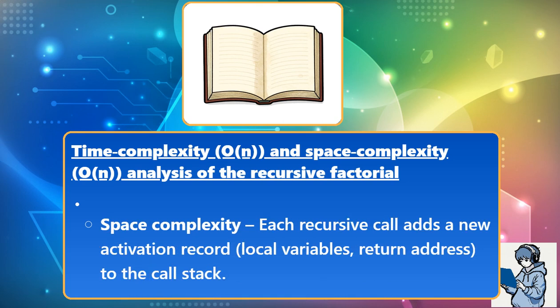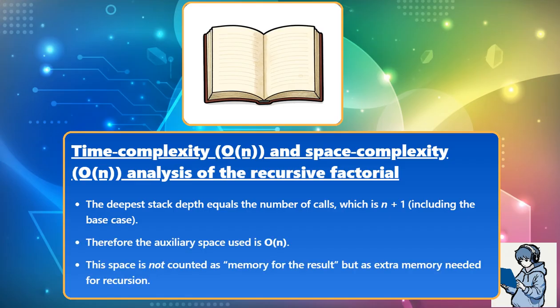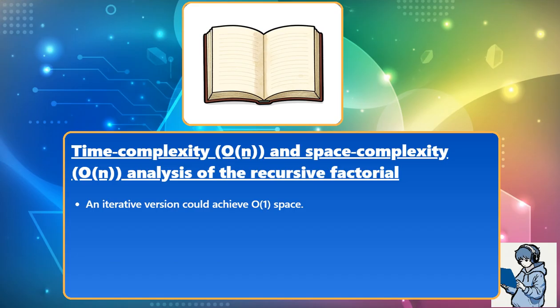Space complexity: each recursive call adds a new activation record (local variables, return address) to the call stack. The deepest stack depth equals the number of calls, which is n plus 1 including the base case. Therefore, the auxiliary space used is big O of n. This space is not counted as memory for the result, but as extra memory needed for recursion. An iterative version could achieve big O of 1 space.